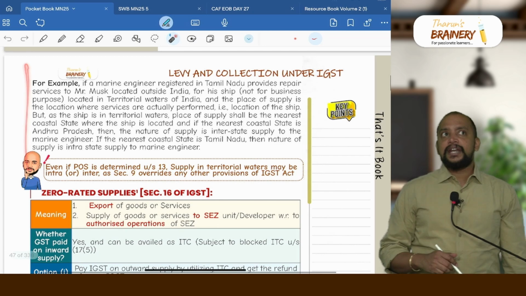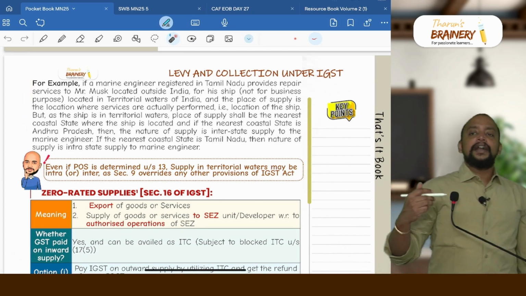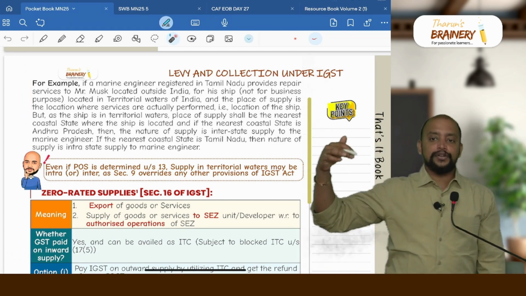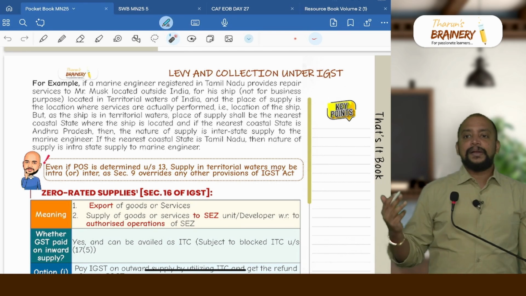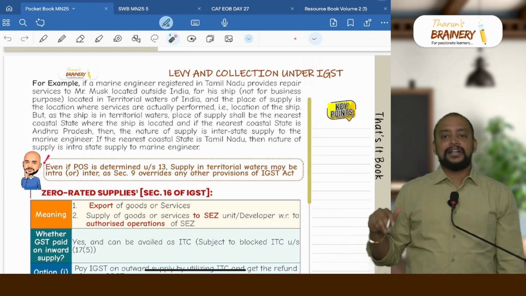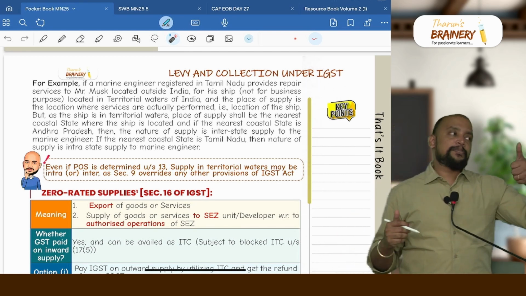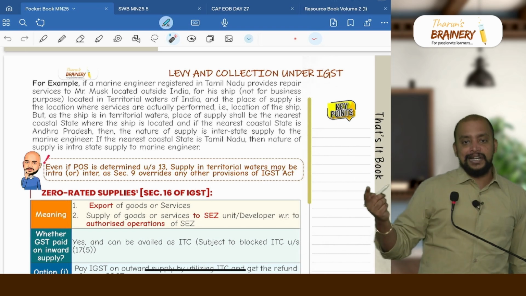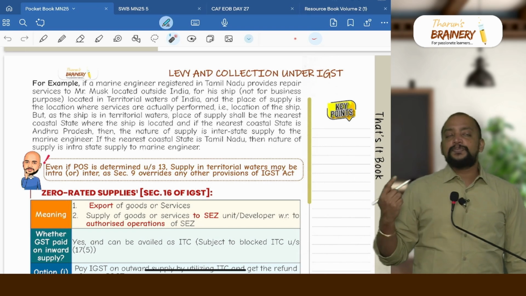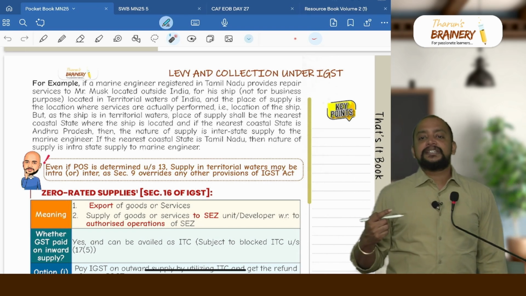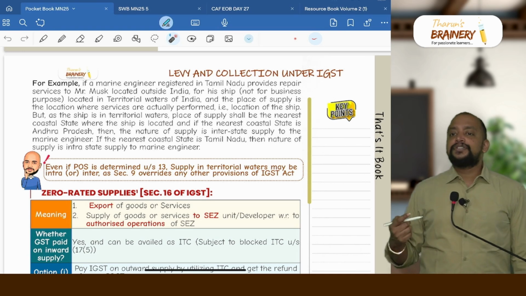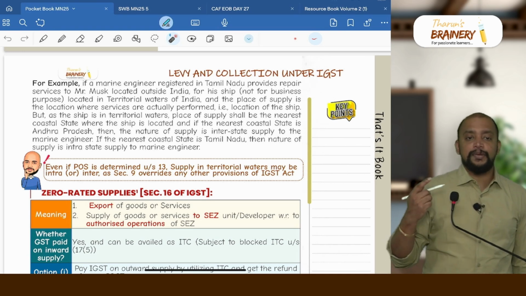For example, there is a marine engineer who is located in Tamil Nadu and he is providing the repairs to a ship belonging to a foreign person. Now in that case, the place of supply will be taken as section 13. Why section 13? Because supplier in India, recipient outside India. So therefore section 13. As per section 13, performance based service in relation to goods, we should take location where service are actually performed.